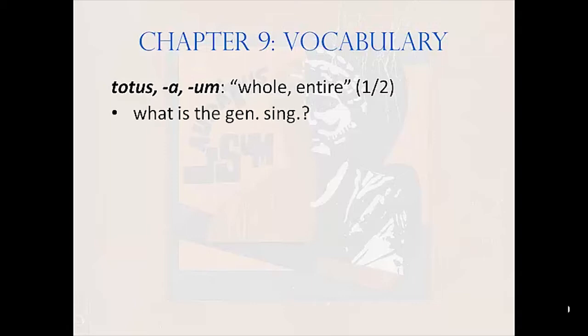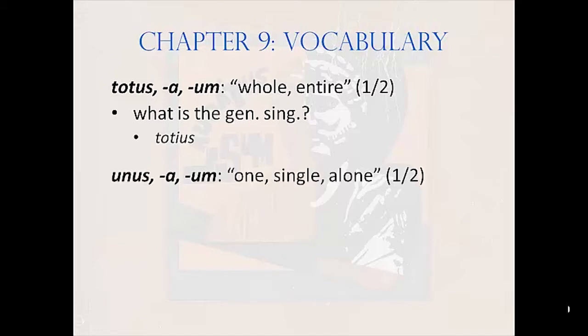Let's see if you've been listening to this lesson. What's the genitive singular of totus? Well, put a star on your forehead if you said totius. The next word, unus, una, unum, means one, single, or alone. It's yet another first-second declension adjective.